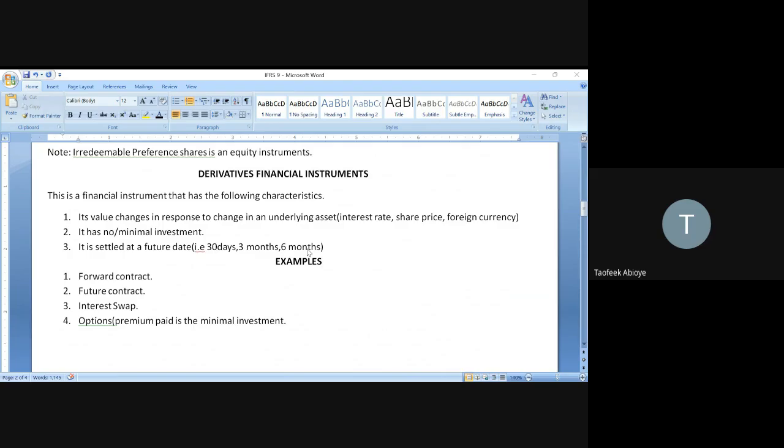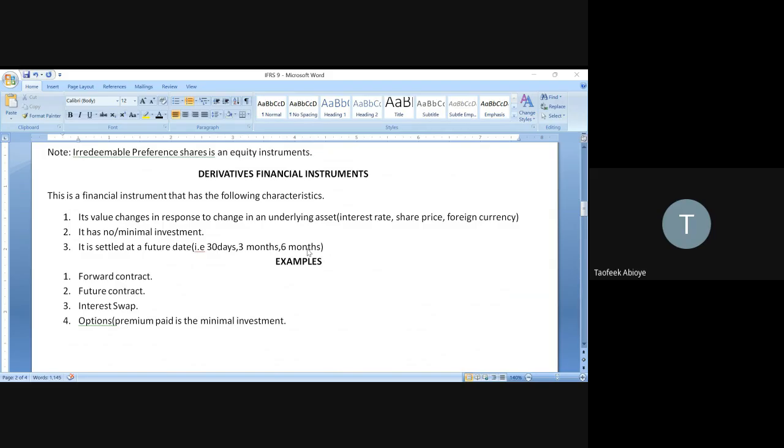Now, let me quickly bring this derivative financial instrument down. In life, we have some fluctuating assets, some fluctuating variables. An example is foreign currency. We all hear news in Nigeria that dollar today is 1.5, but tomorrow we hear in the news that dollar is now 1.6. Tomorrow, pounds is now 2,000 something. So foreign currency fluctuates.